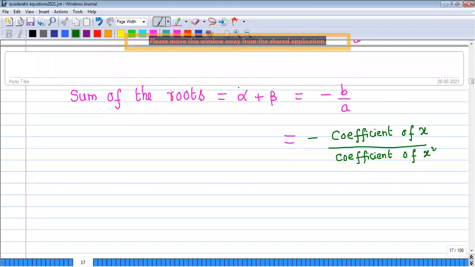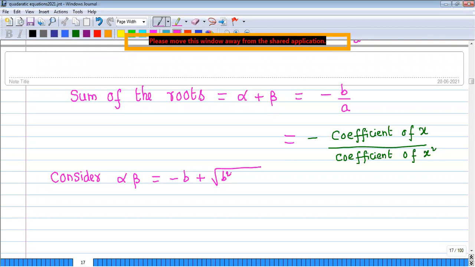Now let us find the product. Consider alpha into beta. Alpha is minus b plus root of b square minus 4ac upon 2a.